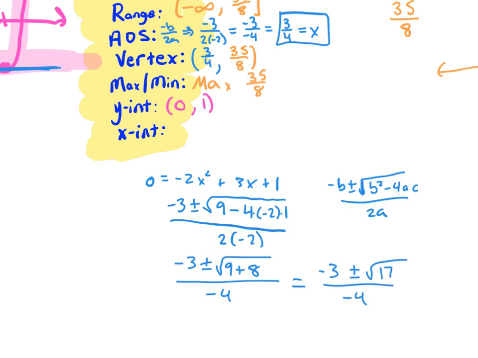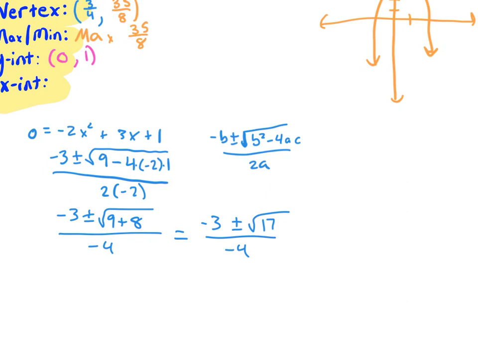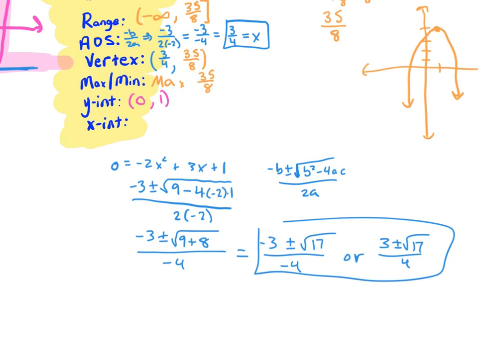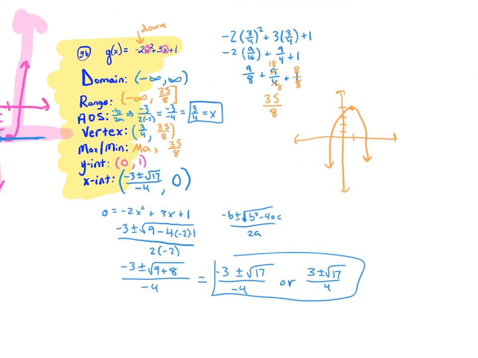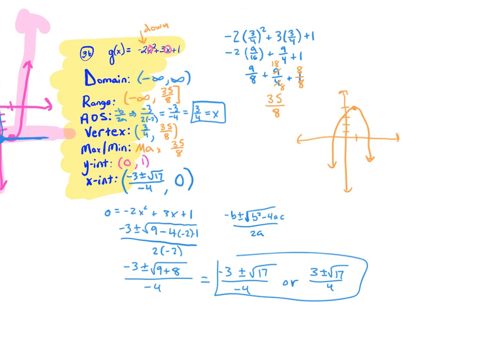So we could leave our answer like this, or if you wanted to divide everything by a negative, this would be 3 plus or minus square root 17 over 4. So either way works. But then our x-intercept would be negative 3 plus or minus the square root of 17 over negative 4, comma, 0. All right, so that is 36.